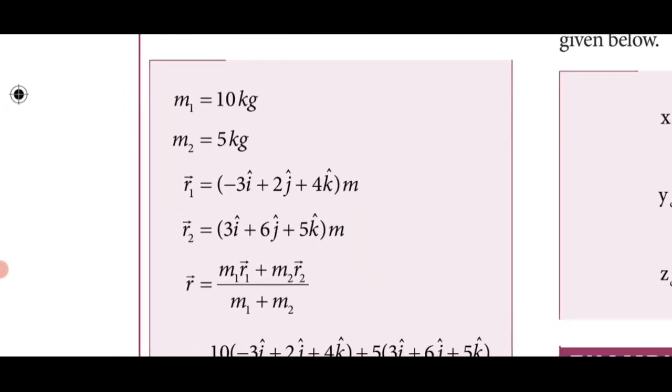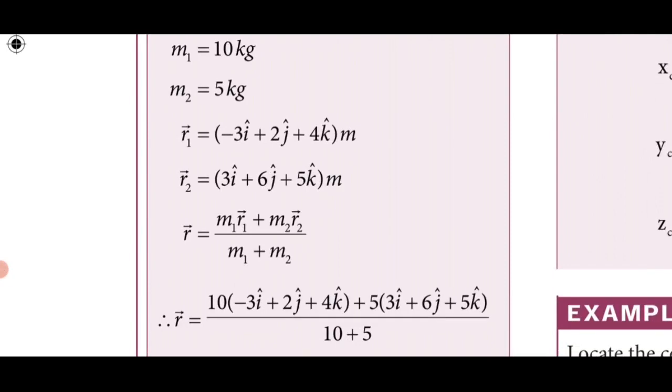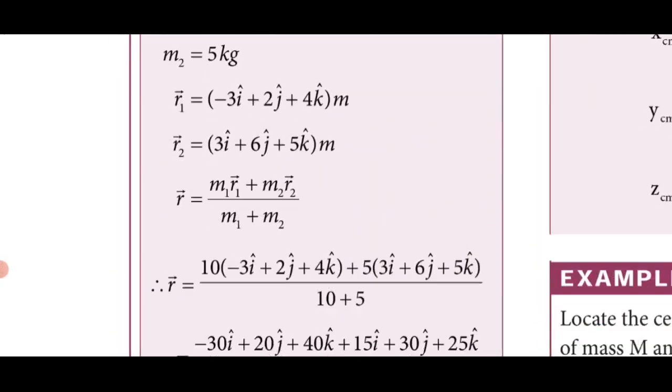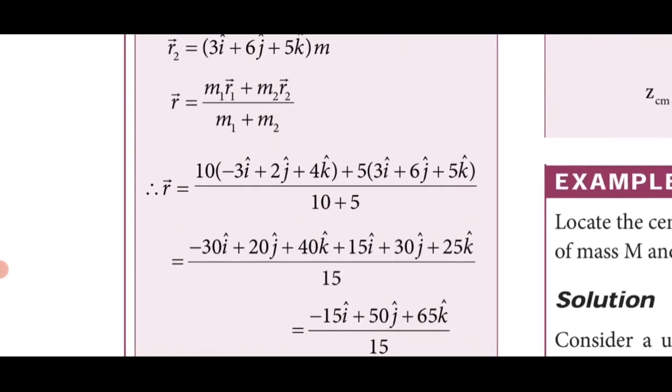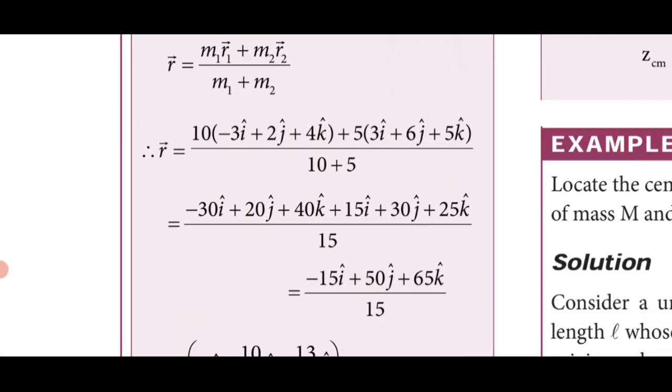So m1 is 10 kg, m2 is 5 kg. So we were able to write r1 and also r2 in vector form. The equation is: R vector is equal to (m1 r1 vector plus m2 r2 vector) by (m1 plus m2). So we are going to substitute all the values given already. We know how to multiply this. 10 into minus 3, that is minus 30. 10 into 2 is plus 20. 10 into 4 is 40. Plus 5 into 3 is 15, 5 into 6 is 30, and 5 into 5 is 25.